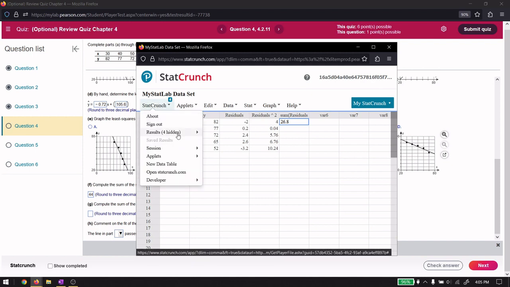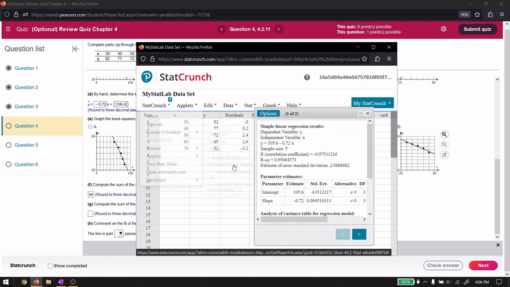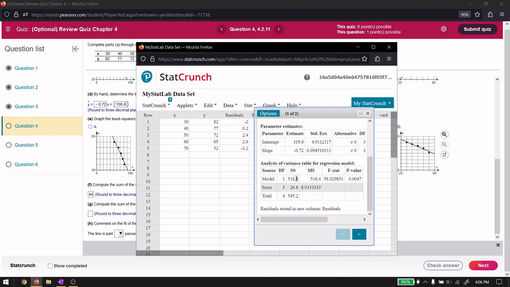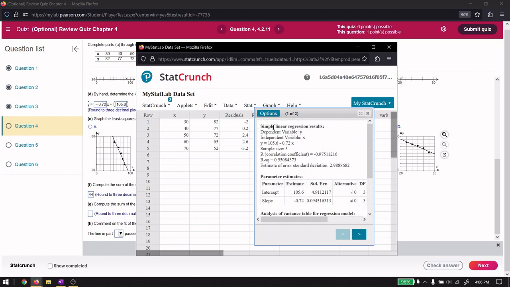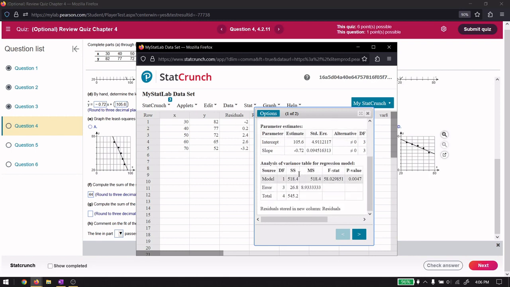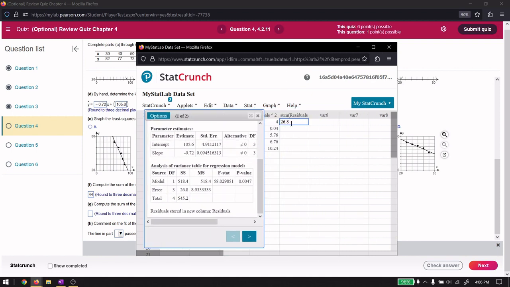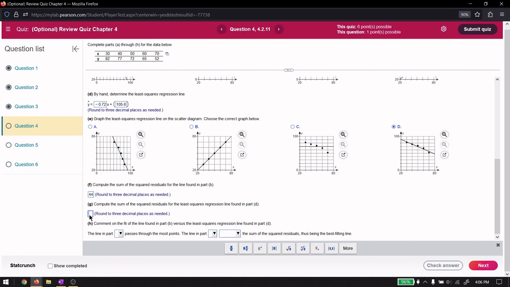That ends up being the exact same thing as, if you scroll down here, when you do the simple linear regression, sum of the squared residuals, that's what this is, and 26.8 is the error measurement. That's how far the line is off of the points, sum of the squared residuals. So 26.8 is the exact same answer that I calculated here. That's what we're looking for.